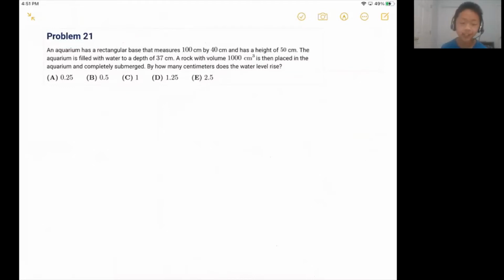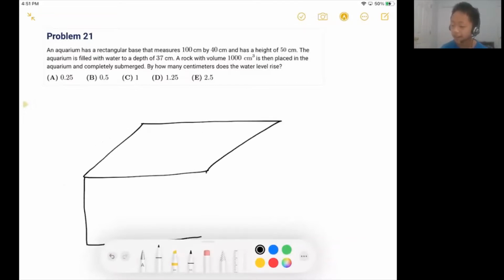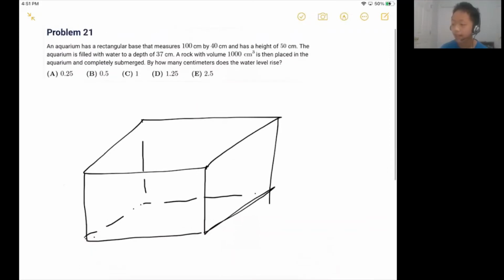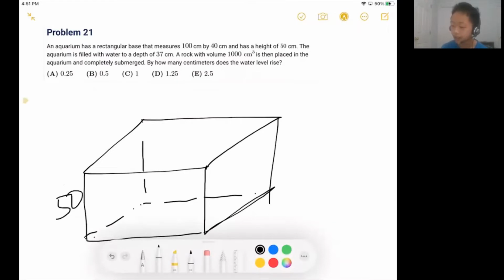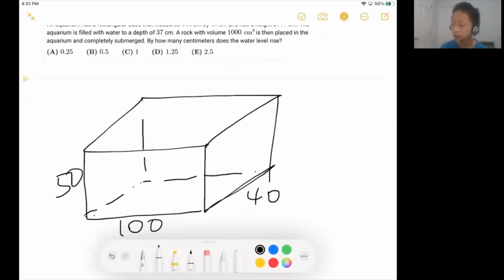For these kinds of questions, these word problems, it might be a good idea to draw a picture just to help you visualize it better, right? It doesn't have to be a great picture, just a picture. Let's say you have an aquarium, a rectangular thing, and we know it measures 100 by 40 and has a height of 50. So this height is 50, this width is 40, and it measures 100 by 40.